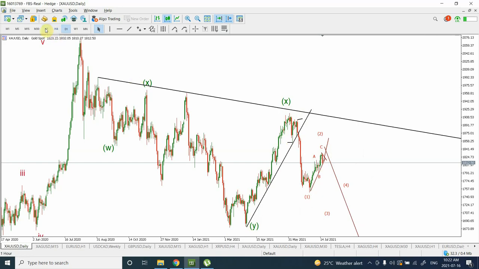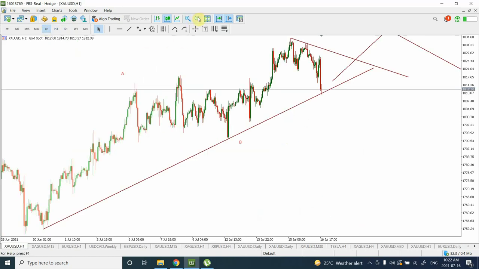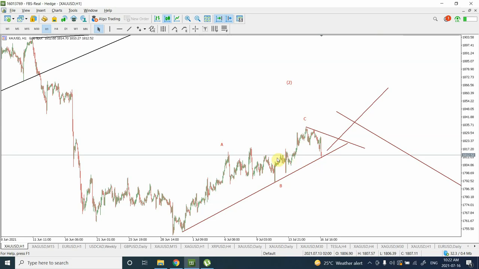On the hourly time frame, we can clearly see there's a lot of horizontal support that exists in this area, and there's also some diagonal support coming in line too. So for now I'm considering this whole price movement as wave A, this whole price movement as wave B, and this whole price movement as wave C. Or you can simply consider it as W, X, Y, X, and Z, that is a triple zigzag pattern.